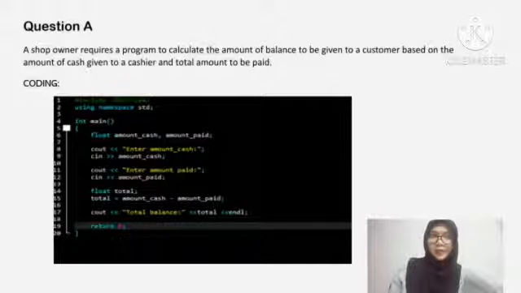So this is the coding of the question, which is we put the float amount cash and amount paid. Then the output is enter amount cash and enter amount paid. Then the input is amount cash and amount paid. Then we get the total balance.